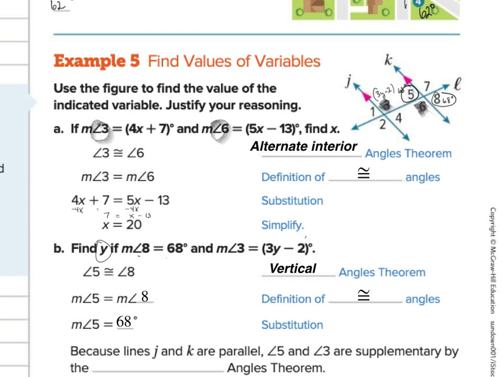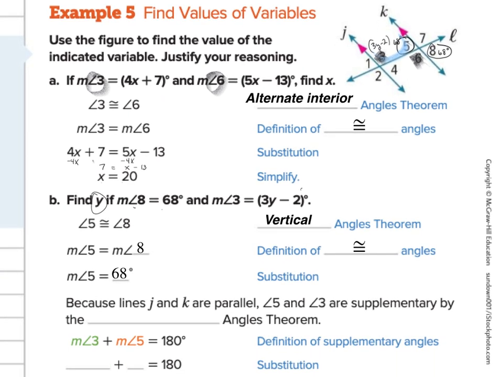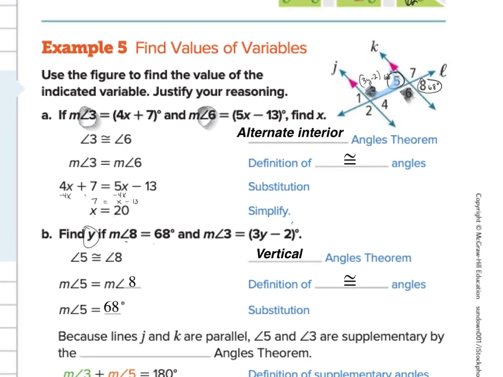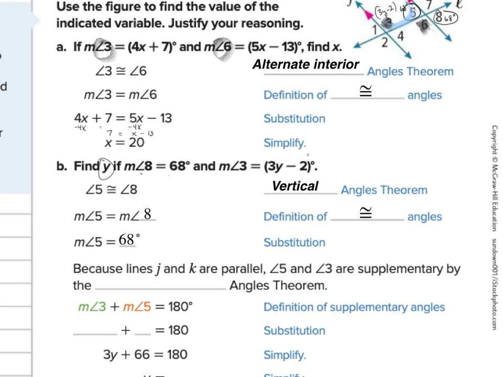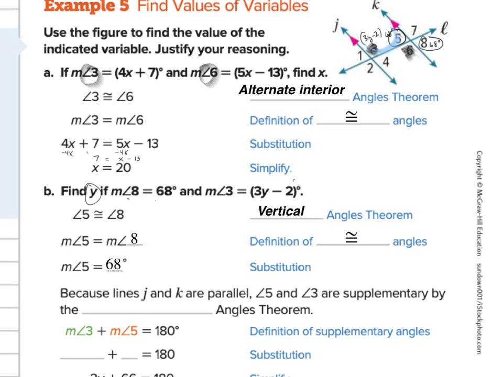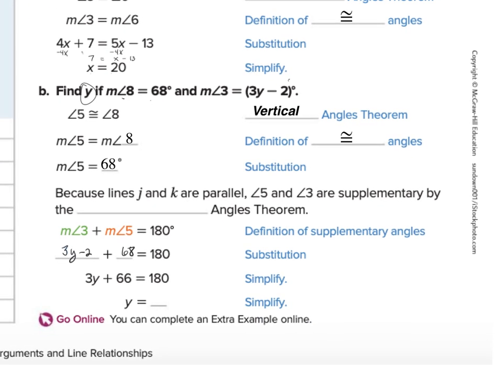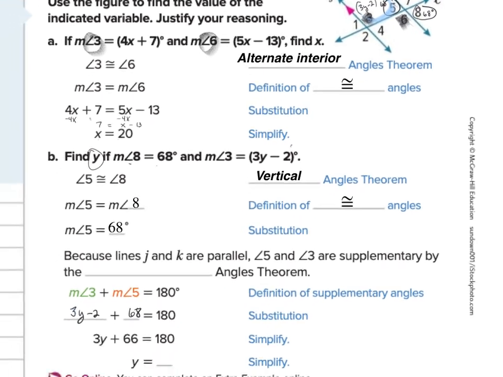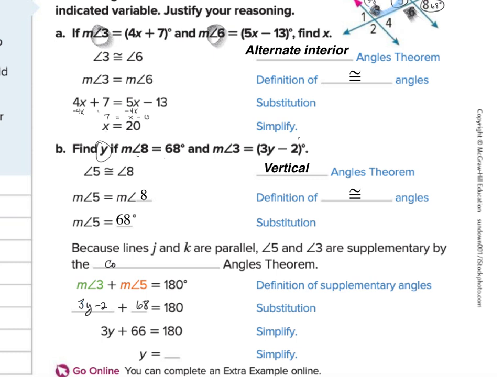And then now we are looking at these two angles right here, which are consecutive interior angles, and we said they're equal to 180 degrees. So in doing so, I can turn around and just make those things equal to 180 degrees. And that's what they've done here. They said, hey, this is going to be 3y minus 2, because that's angle 3, plus angle 5, which is 68 degrees, is equal to 180 degrees. And I guess I didn't say it, they were consecutive interior angles.